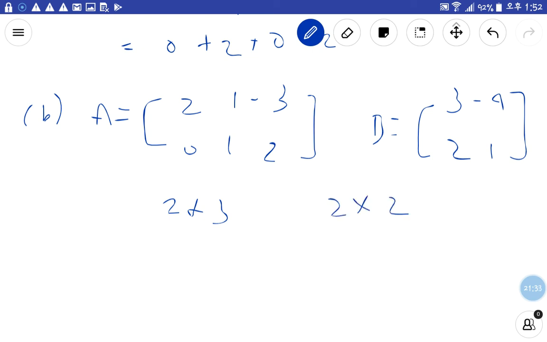But do we need to check it? They have to have the same number here and here. Are they the same? Not really. So can we find the product AB? Not really. The number of columns of A and the number of rows of B do not match, so we do not define the product AB.